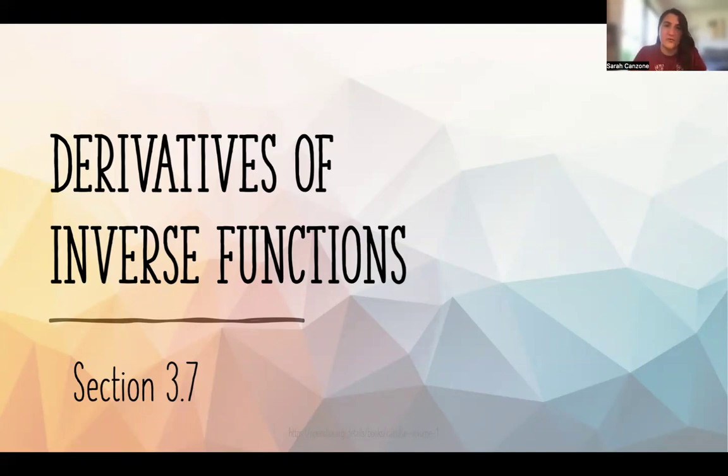Once again, a little reminder, we are going out of order for these two sections. So we did 3.8 yesterday. That was on implicit differentiation. We're doing 3.7 today. And that's because I'm going off book. I don't really like what the textbook does for 3.7.